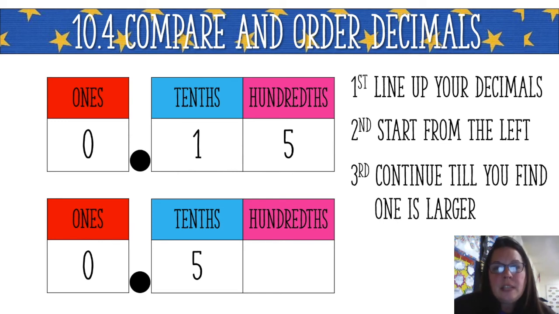Maybe this comparing is easier for you to see if we add a 0 into the hundredths place. Now we can see that the 5 tenths is equal to the 50 hundredths. And yes, I would rather have 50 than 15.